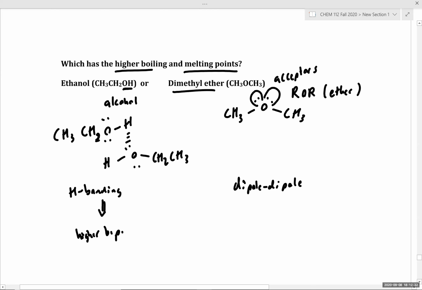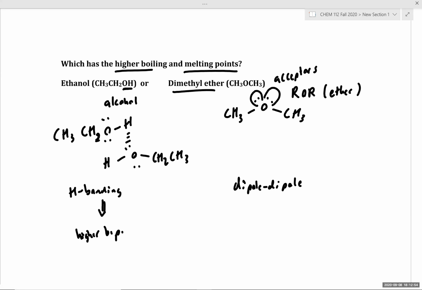So even comparing 2 molecules with the same number of atoms, depending on the arrangement of atoms in that molecule and depending on the functional groups, we have dramatically different physical properties. Did that example make sense? Any questions on this example?